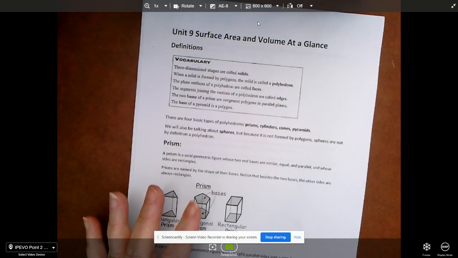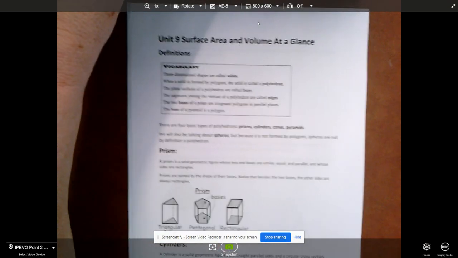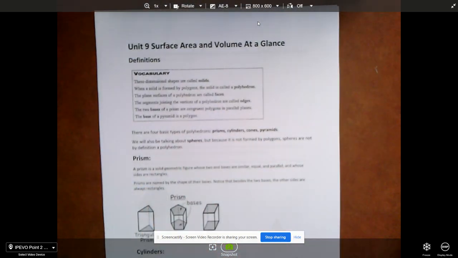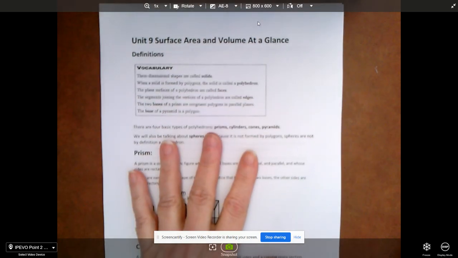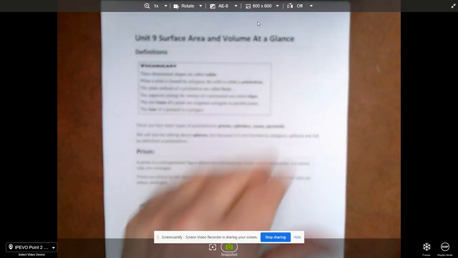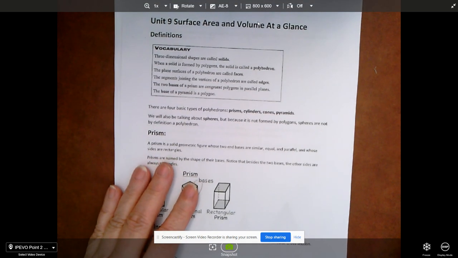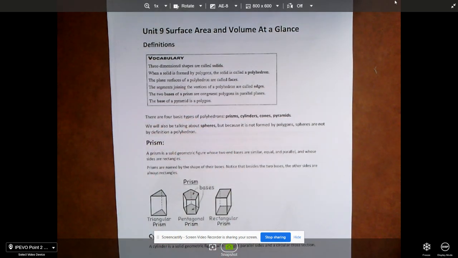All right, so this unit 9 talks about surface area and volume. This unit is very, very formula heavy, so there are a lot of formulas. So I put together some notes at a glance so that you would have all the formulas together in one document. Besides the formulas, it's also very important that you learn how to distinguish what the shape is. So I go through that a little bit here on this document as well.